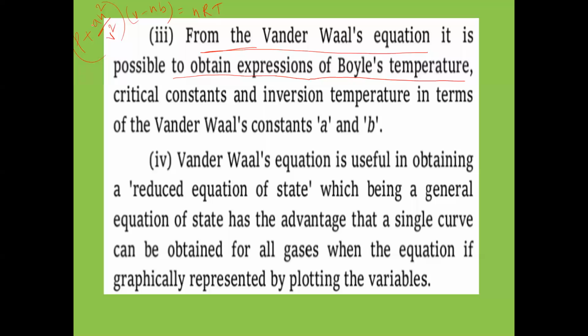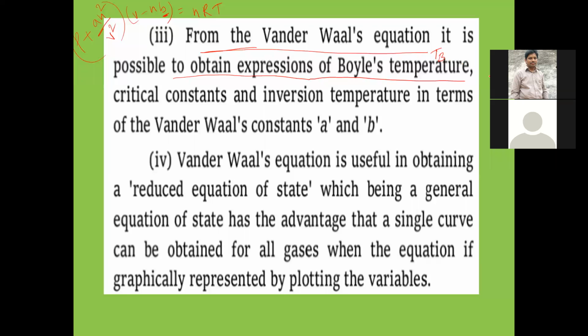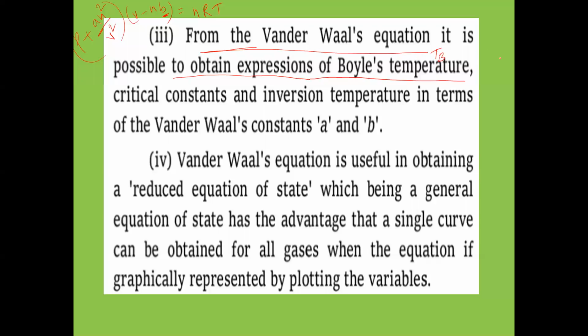In this van der Waals equation, a and b are constants. By using these constant values a and b, we can express Boyle's temperature. T capital B indicates Boyle's temperature. And then critical constants.